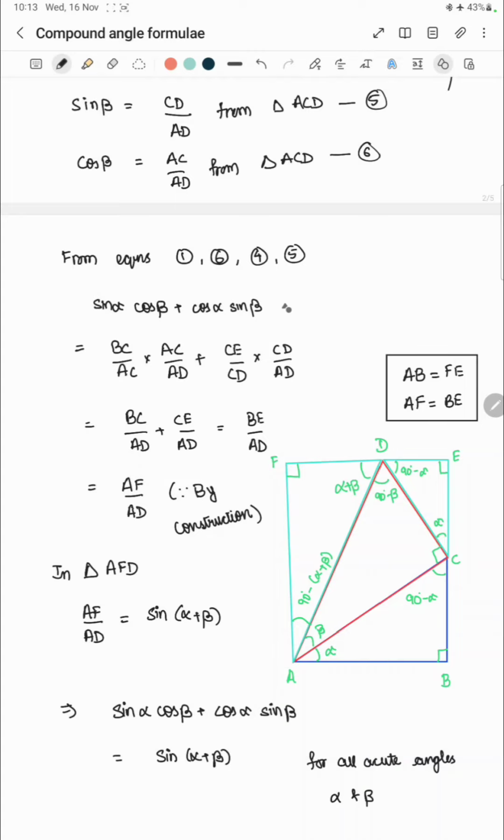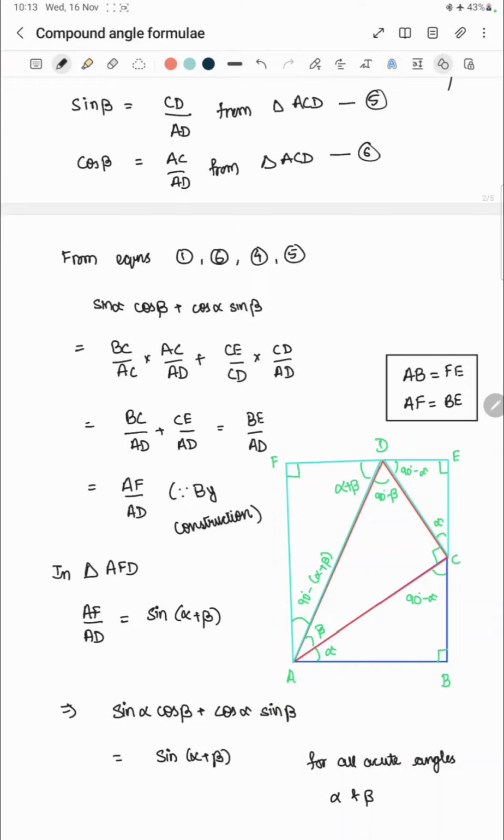So where did this begin? It began from here: sine alpha cos beta plus cos alpha sine beta. And we have proved that this is equal to sine of alpha plus beta. We have proved this only for acute angles right now, all angles less than 90. We have proved that sine alpha cos beta plus cos alpha sine beta is equal to sine of alpha plus beta for all acute angles alpha and beta. Got it?